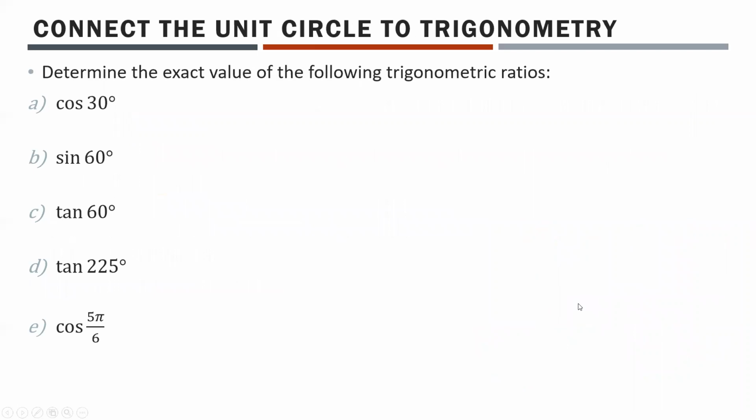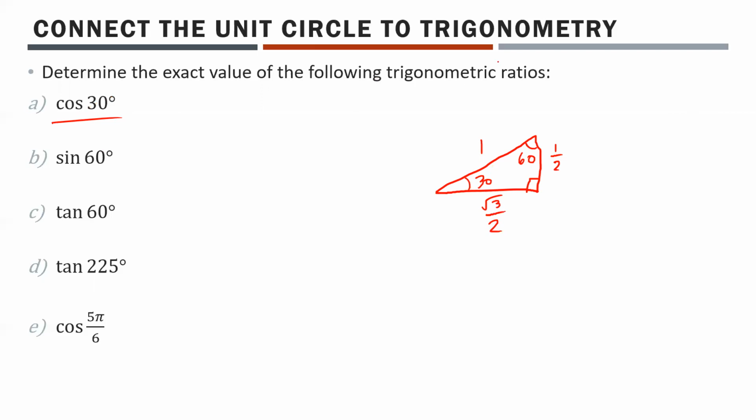So connect the unit circle to trigonometry. Determine the exact value of the following trig ratios. Cosine of 30 degrees. It's probably best just to draw your special triangles right off the bat. We can assume that this is on a unit circle, so we have a hypotenuse of 1. This is 30, this is 90, this is 60. Remember, across from 30 is your 1/2, and across from 60 is your crazy √3/2.